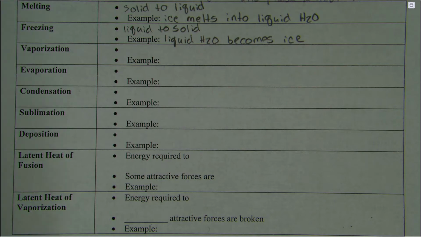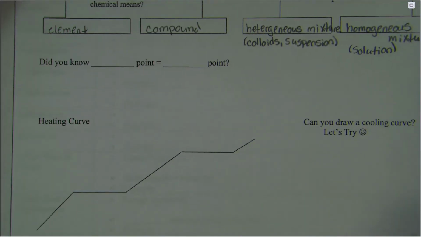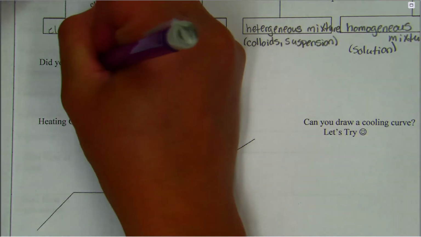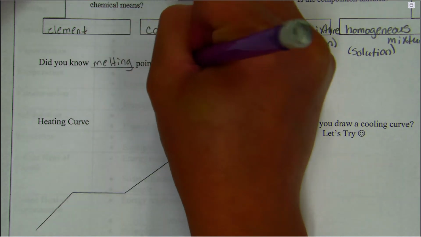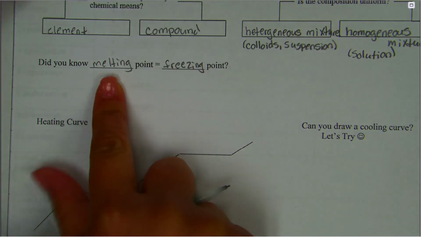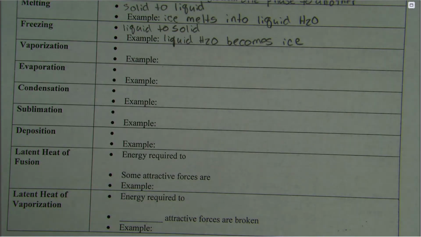So let's look on our third sheet that we've been looking at. Did you know? All right, melting point equals freezing point. So the temperature at which a substance melts is the same temperature at which it freezes. And we're going to dive into that a little bit more.